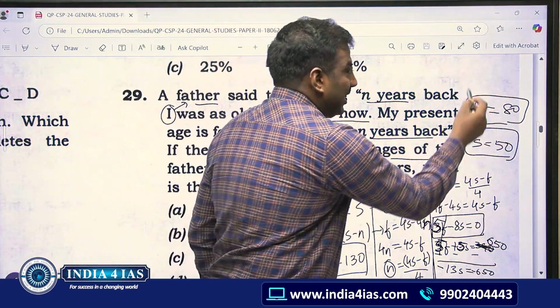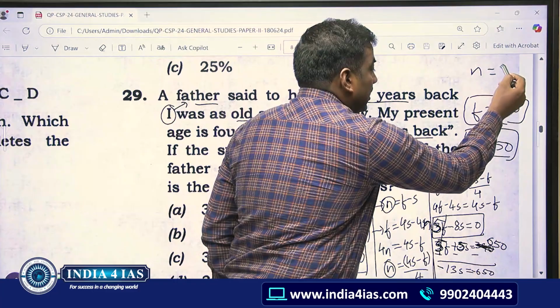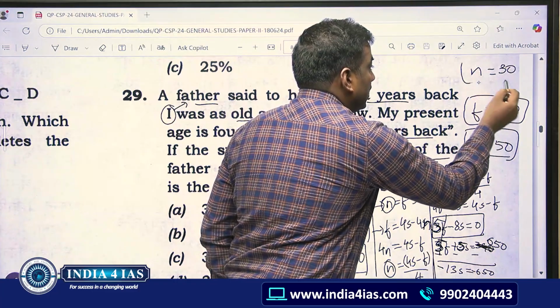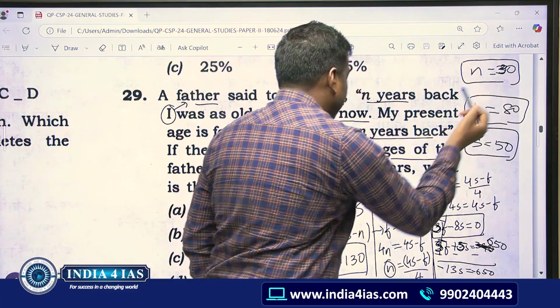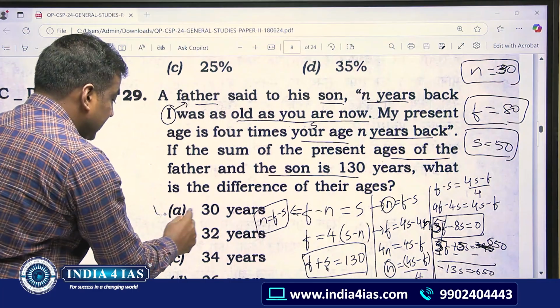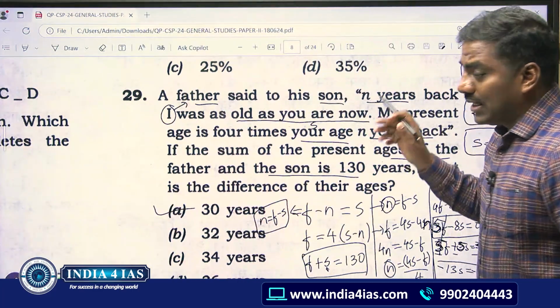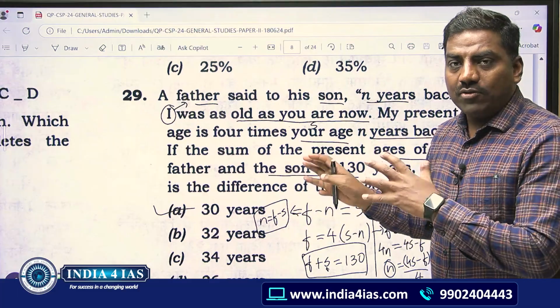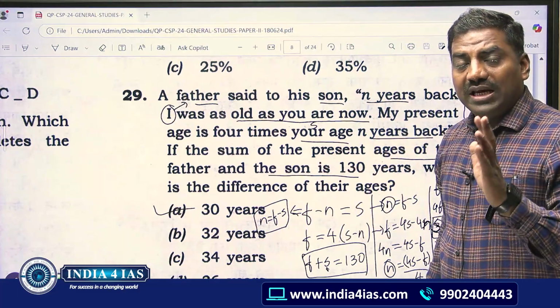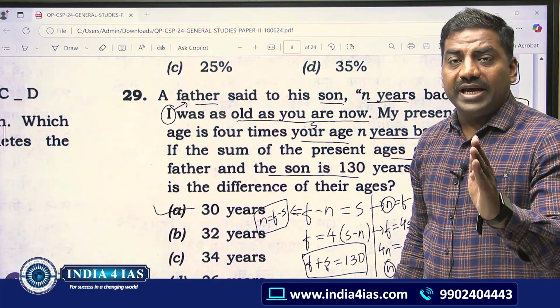So the difference between them is equal to N, that is equal to 30. They are asking the difference between the father's age and the son's age. It is 30 years. In the examination hall, you will take the same time. I must have taken 3 to 5 minutes here. Even in the examination hall, you will also tend to take 5 minutes.